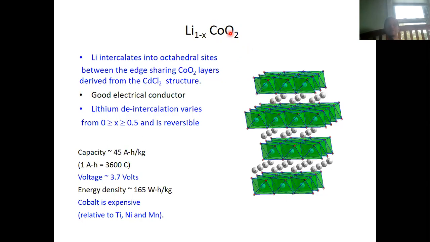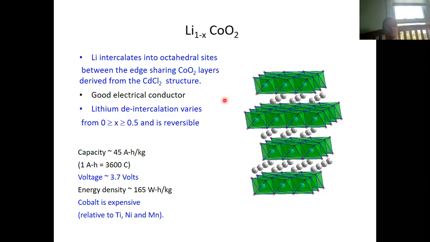Okay. So within these octahedral sheets here, we have good electrical conductivity, but we also have good ion conductivity because these lithium ions in between these octahedral layers can fairly easily move in and out of the material, okay?